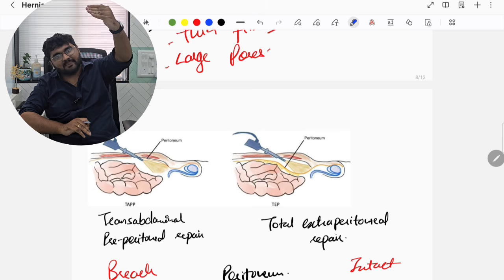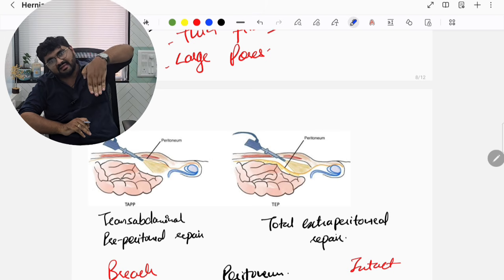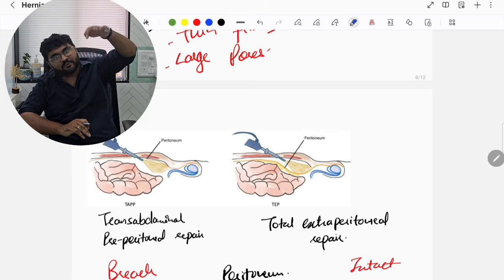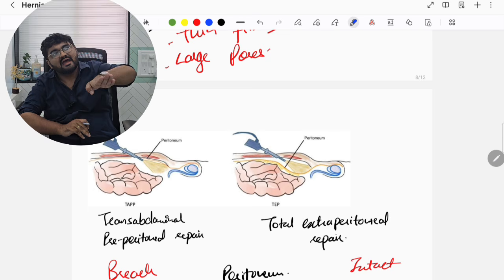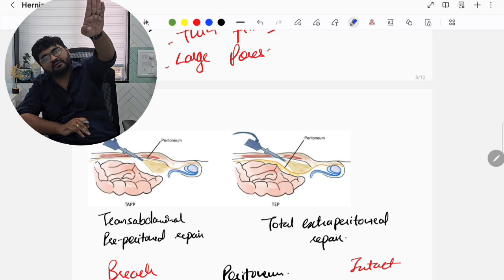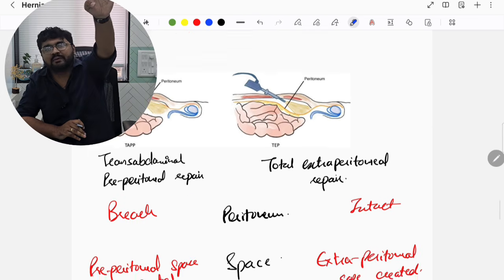Okay, so in this repair you are going inside the abdominal cavity, so trans-abdominal, and then you are again going into the pre-peritoneal plane. So this is trans-abdominal pre-peritoneal repair.